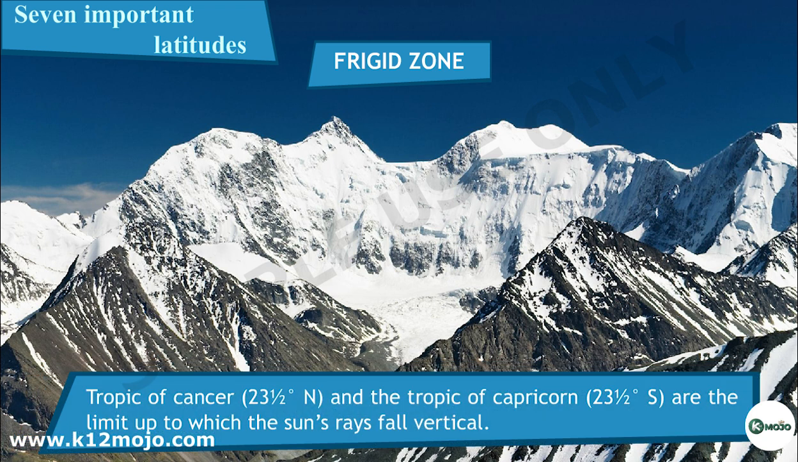Tropic of Cancer, 23.5 degrees north, and the Tropic of Capricorn, 23.5 degrees south, are the limit up to which the sun's rays fall vertical.